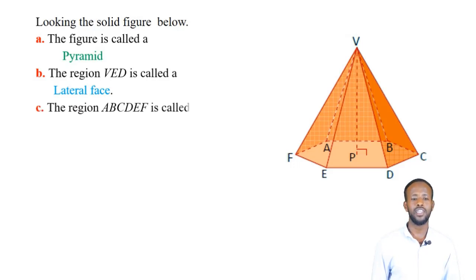Okay, the region A, B, C, D, E, F. Where is it? A, B, C, D, E, F. What is this region called?